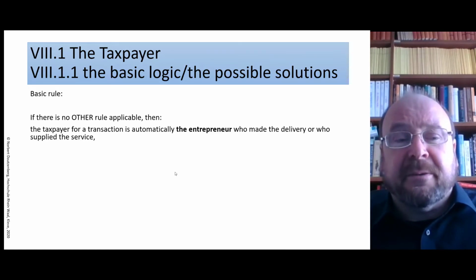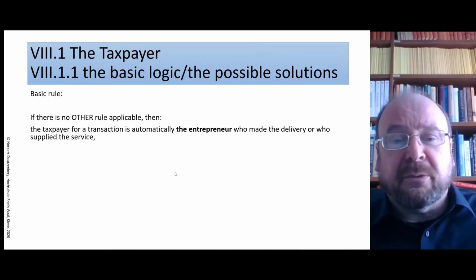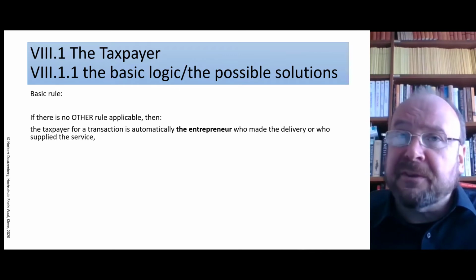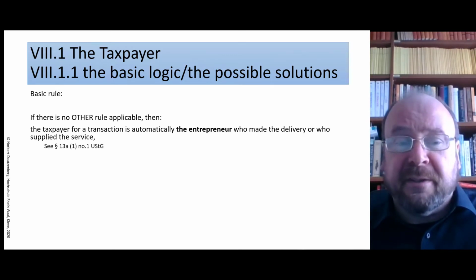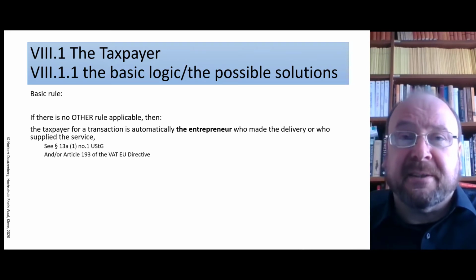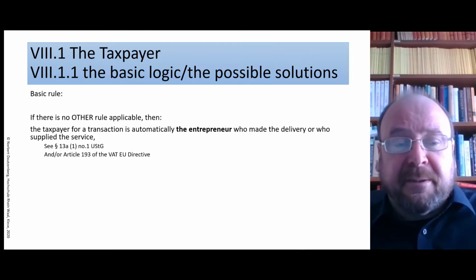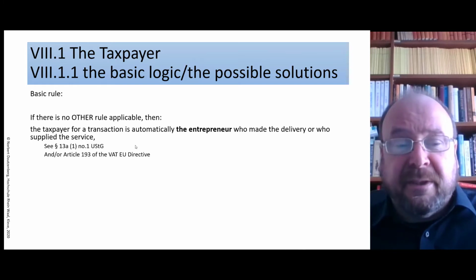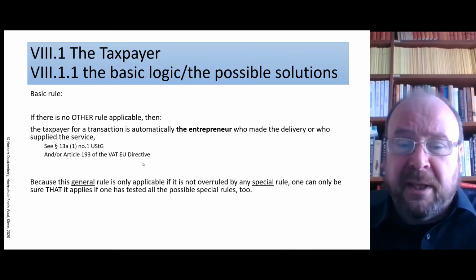So the basic rule is naturally, if there is no special rule, take the entrepreneur who made the delivery or supplied the service. Paragraph 13a, number 1 gives us that rule, so that is something which you can cite every time when you have no other idea. Or you could look that up in Article 193 of the VAT Directive.